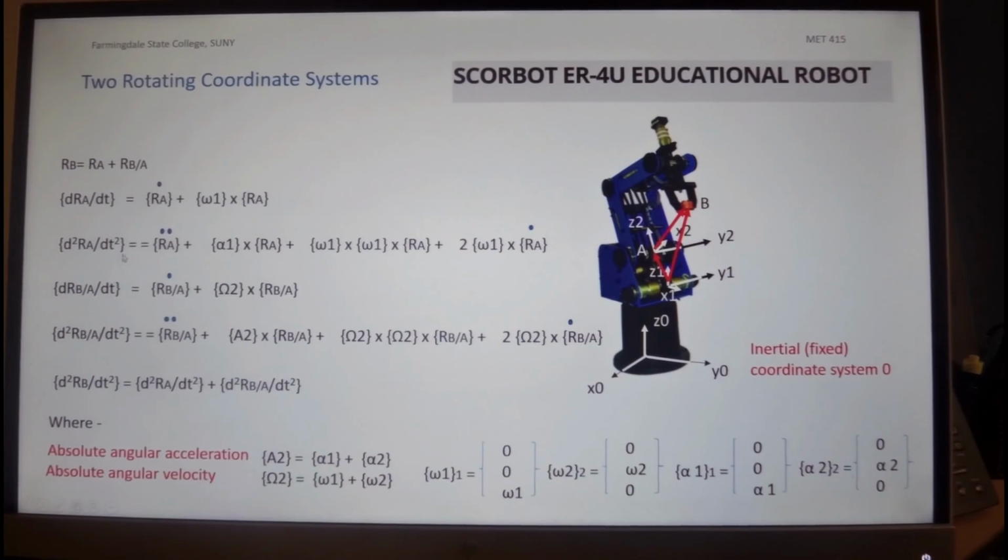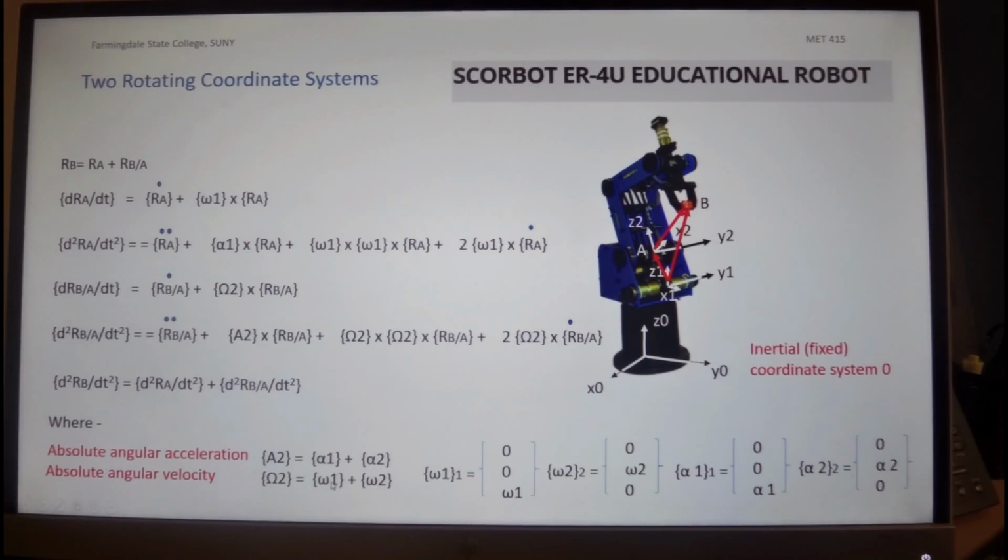Now, looking at the absolute velocity of B with respect to A, again, we use the same formulation. It will be the relative velocity of B with respect to A in a moving coordinate system plus the absolute velocity of point 2 with respect to the inertial frame. We define it as capital omega 2, and it is equal to the sum of the two relative velocities.